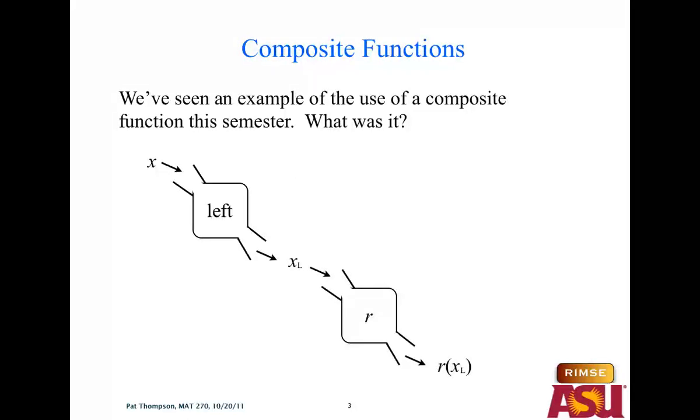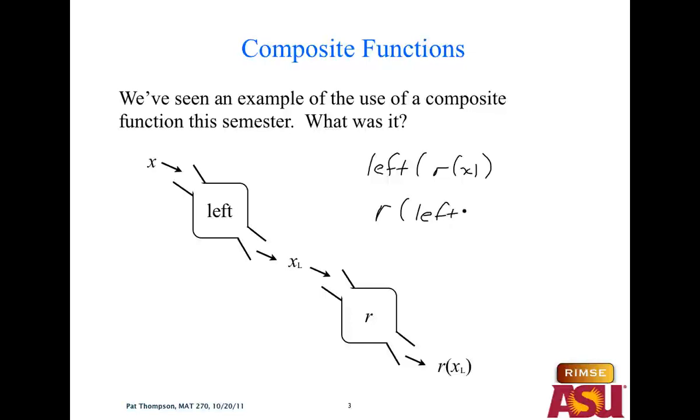So this composite process was, let's see, l of r of x or r of l of x? So notation here. What notation represents this process? First or second? Second. Yeah, what comes first? Because first we put x into l, and then that represents the output, and then we put that output into r. Okay, so that's the idea of a composite function.